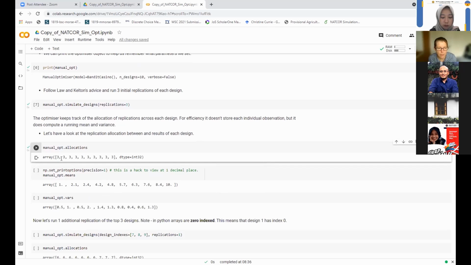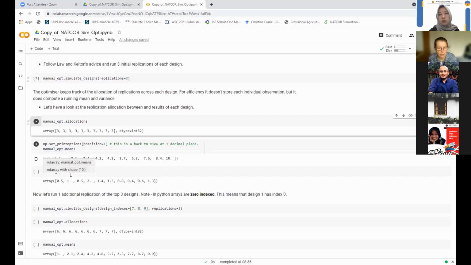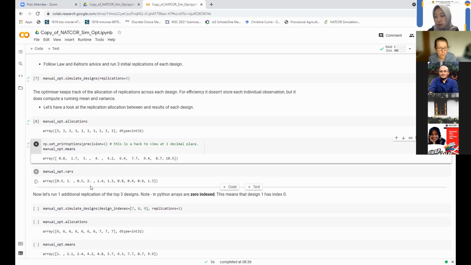So we can see now that it's allocated 3 replications to each of those options, and let's have a look at what the means were. So remember that the true means, the underlying means, are 1, 2, 3, 4, 5, 6, 7, 8, 9, and 10. And you can see that the means we have out after 3 replications are not so far away from that. So we've got 0.8 instead of 1, we've got 1.7 instead of 2, we actually have 3.0, 4.0, 4.2 instead of 5, 6.4 instead of 6, etc. So you can see it's kind of roughly right.